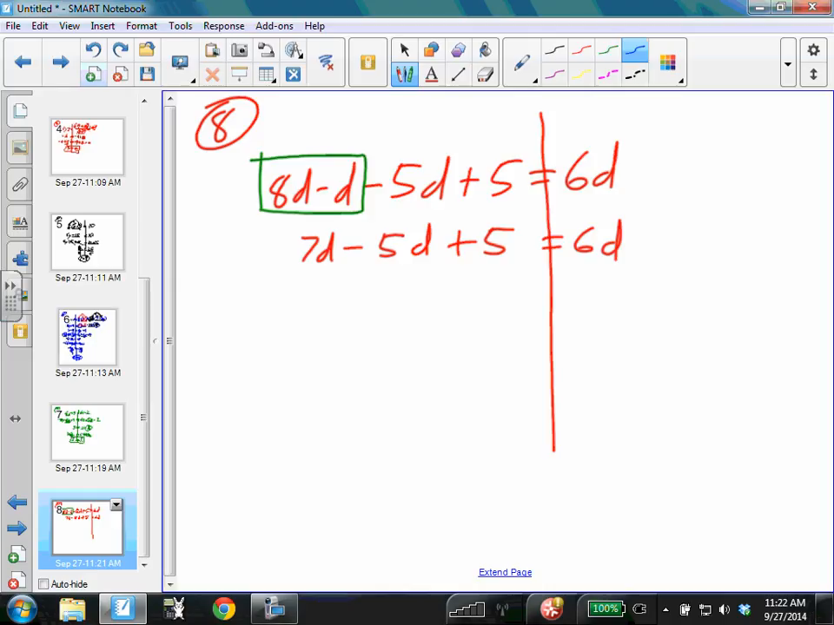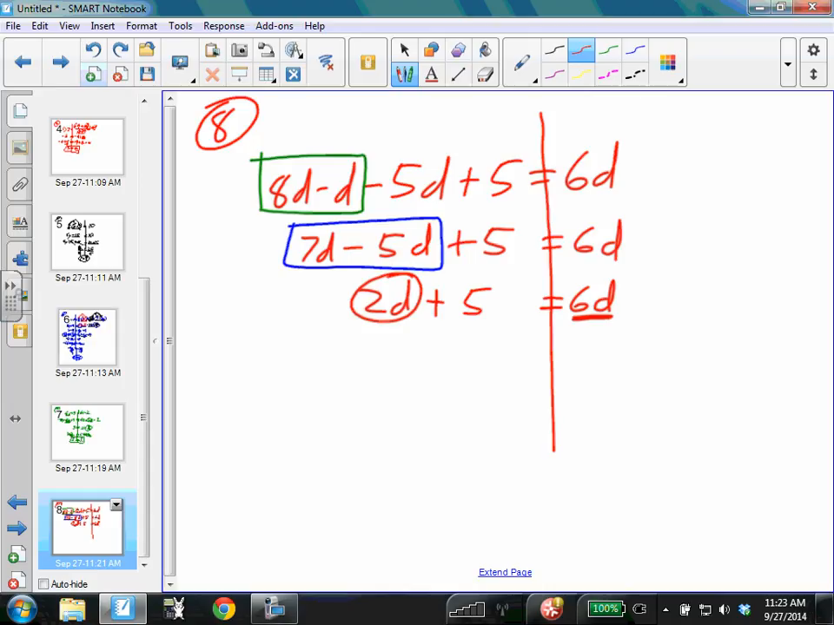Now I'm still trying to combine like terms, and I have a 7d and a minus 5d. I'm going to combine those two, so 7d minus 5d gives me 2d plus 5 is equal to 6d. Now, I want to get my variables together on one side of the equal sign. This 6d on the right-hand side is already by itself, so that's nice and convenient. I'm going to move the 2d over to join it. Since this is a positive 2d, the way I'm going to move it is to subtract 2d from both sides.